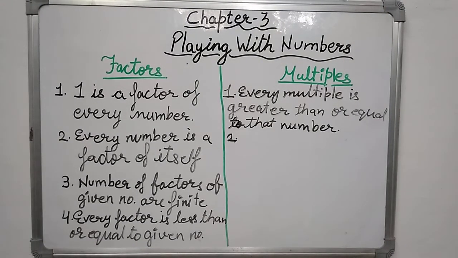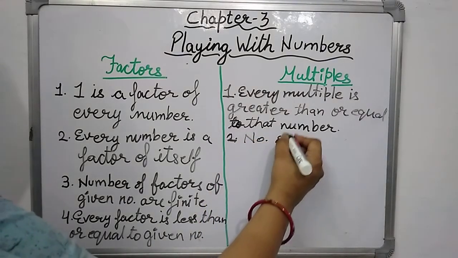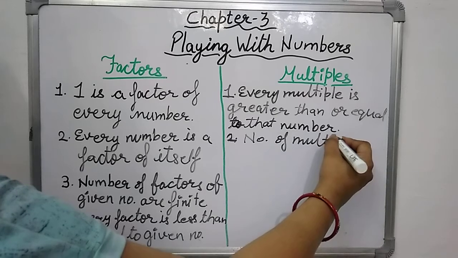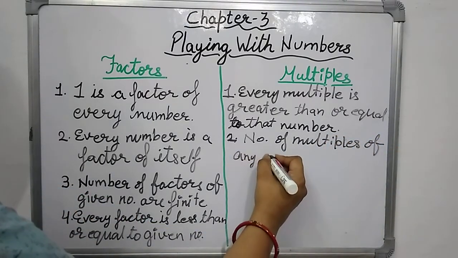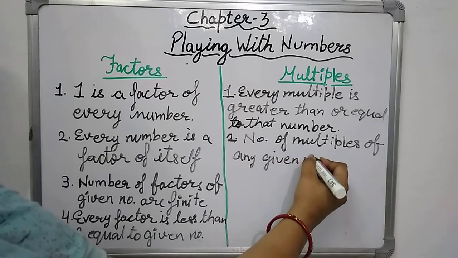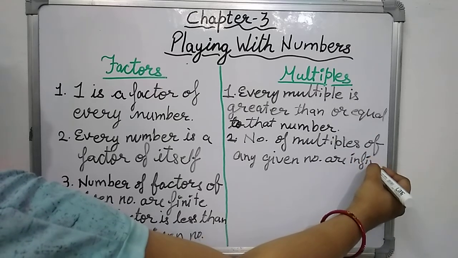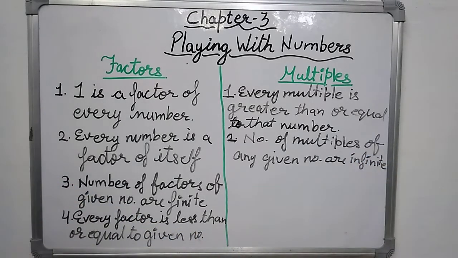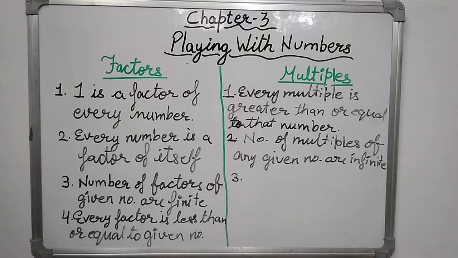Next, the number of multiples of a given number is infinite. The number of multiples of any given number are infinite. Infinite means which you cannot count down, because you can multiply with each and every number to that given number and you will get new multiples every time. So that is why the number of multiples of any given number are infinite.